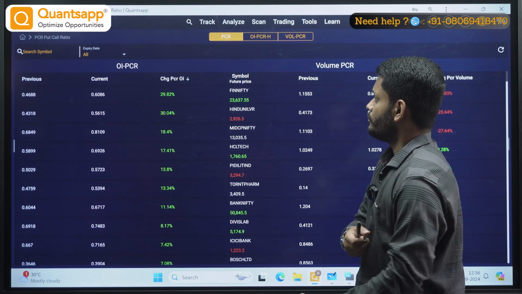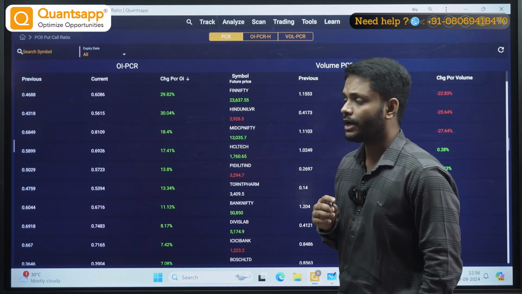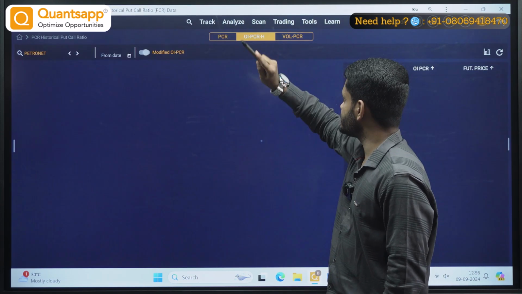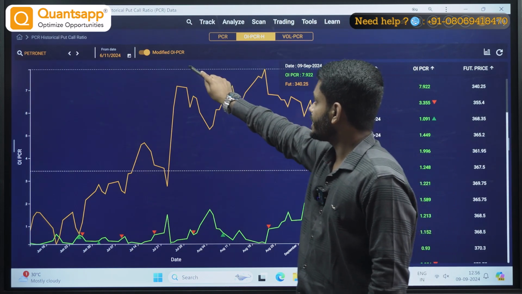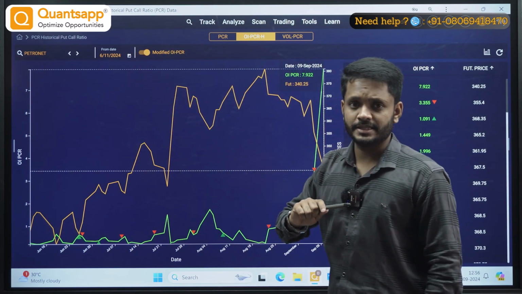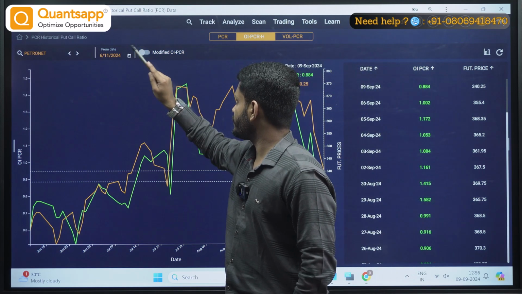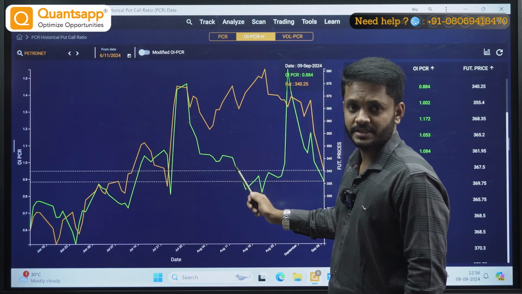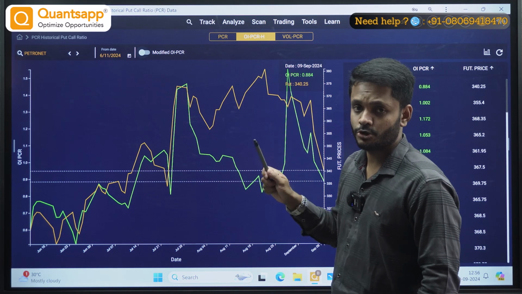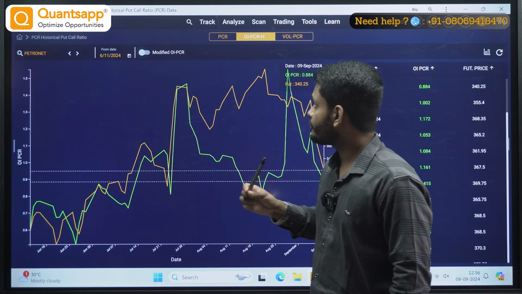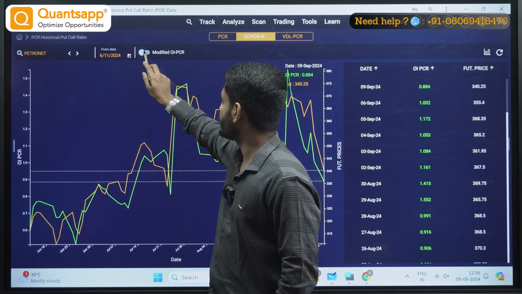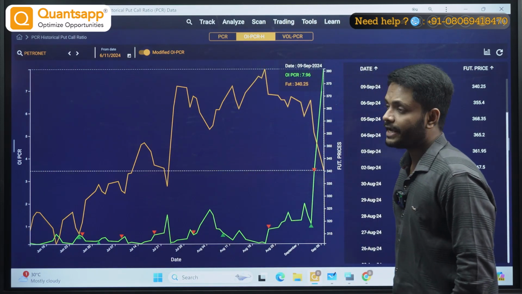Okay, now from a trading perspective, what we are going to do is go to OI PCR historical. Here I can see modified OI PCR, correct? I won't switch this off. If I switch it off, it will be OI PCR. OI PCR is directly proportional to price. What I want is modified PCR, which is inversely proportional to price. I'll switch this on. I'll keep this toggle on.